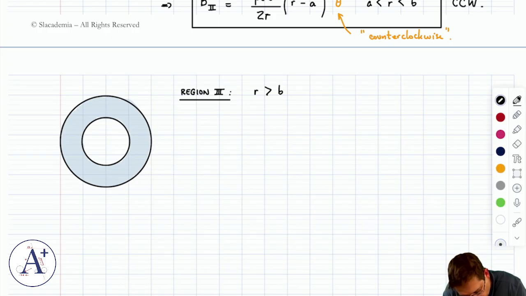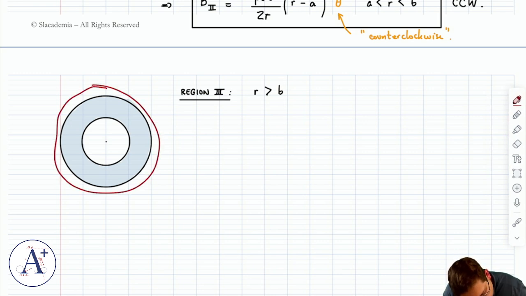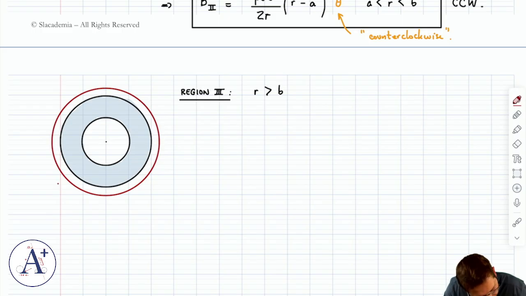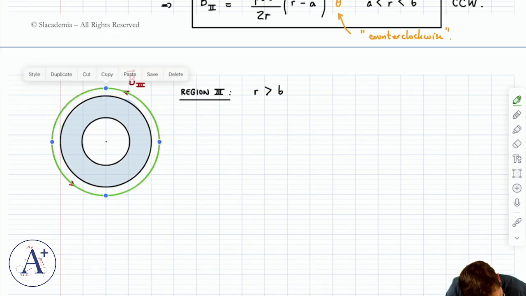Same thing as before, right? I have a shape that leads me to conclude that the magnetic field lines are going to be circular. They're going to be counterclockwise because all the current is coming out of the page. And then I'm going to draw a closed contour, which is going to be a circle here, that is going to follow B3 as much as possible.